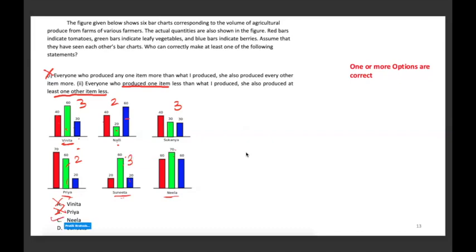So yes, Neela can make this claim, because in every case we get at least two items with the other person who is producing less. Okay.